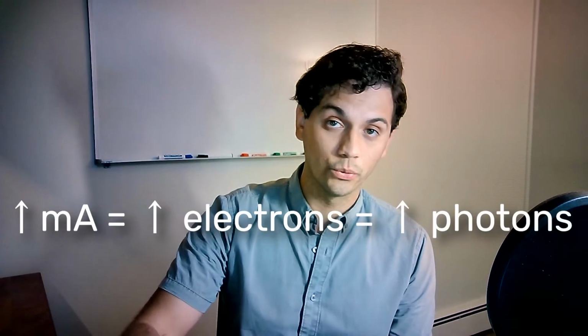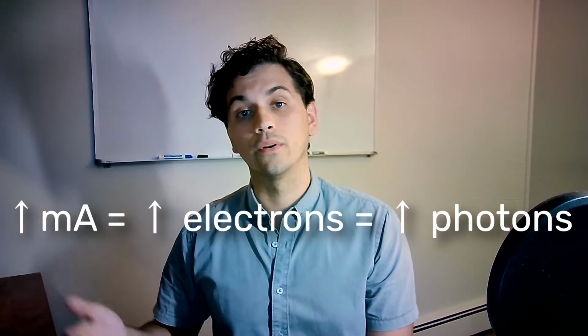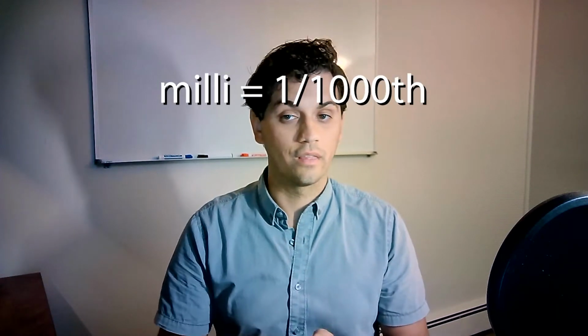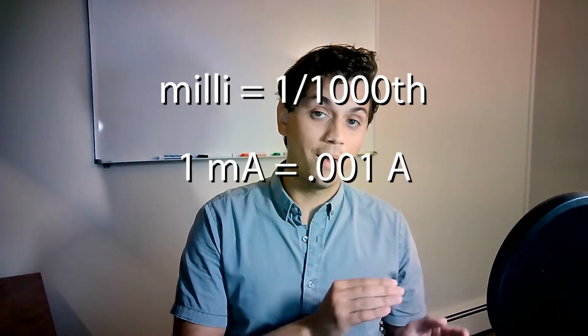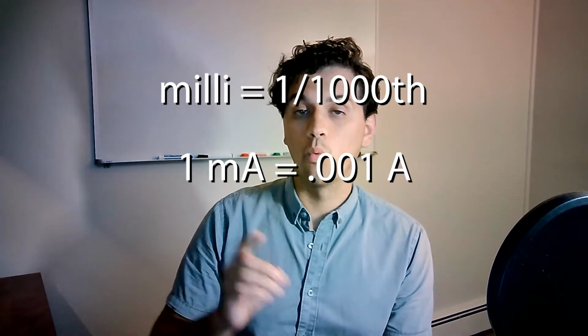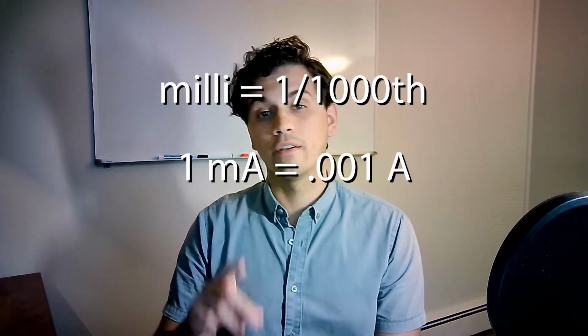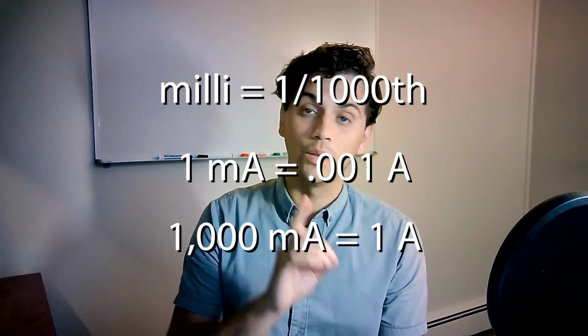So amperage is really a measurement of charge. It's literally the number of electrons that pass by a specific point every second. To make things simple, the more electrons that pass through your X-ray tube, the more X-ray photons you're going to produce. It's a direct relationship. And then the prefix milli just means 1/1000th. So 1 mA, 1 milliamp, is 1/1000th of an amp. Or to put it a different way, there are 1,000 milliamps in 1 amp.